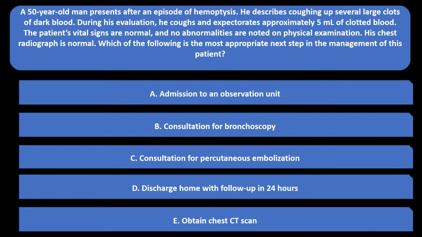Which of the following is the most appropriate next step in the management of this patient? A. Admission to an observation unit. B. Consultation for bronchoscopy. C. Consultation for percutaneous embolization. D. Discharge home with follow-up in 24 hours. E. Obtain chest CT scan.